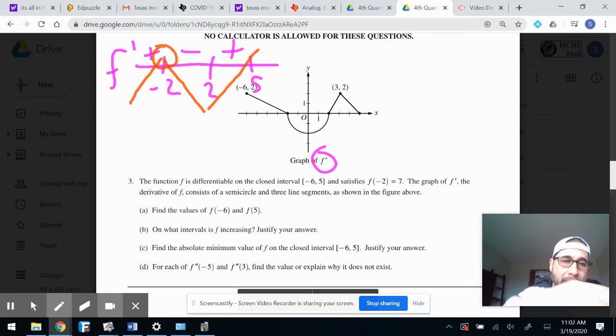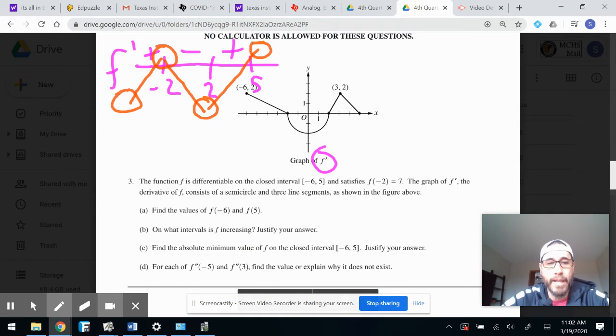So that would be a max, that would be a min, that would actually be a min at that endpoint, that would actually be a max at that endpoint, right? And what's this asking me? When is it increasing? Oh, easy. So it's increasing from -6 to -2, union from 2 to 5.